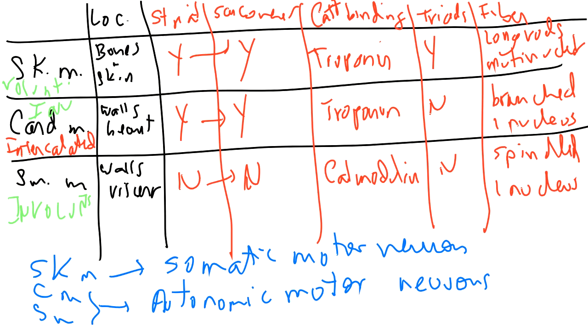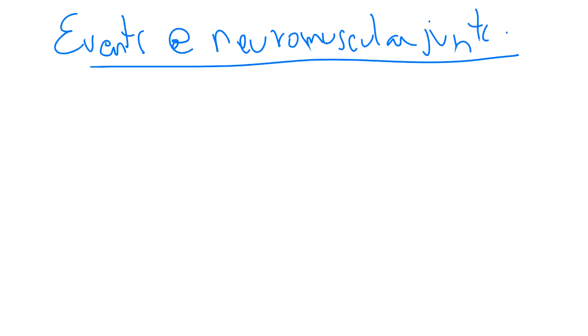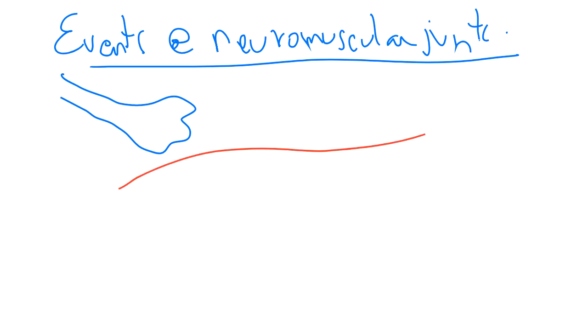During the events at the neuromuscular junction, the somatic motor neuron released the neurotransmitter. Definitely know the neurotransmitter released by the somatic motor neuron. If this is the little neuron there, and let me make the little muscle cell here. That's the muscle cell, the muscle fiber.